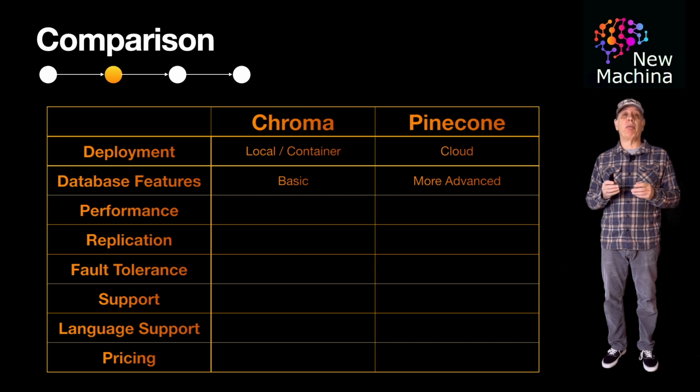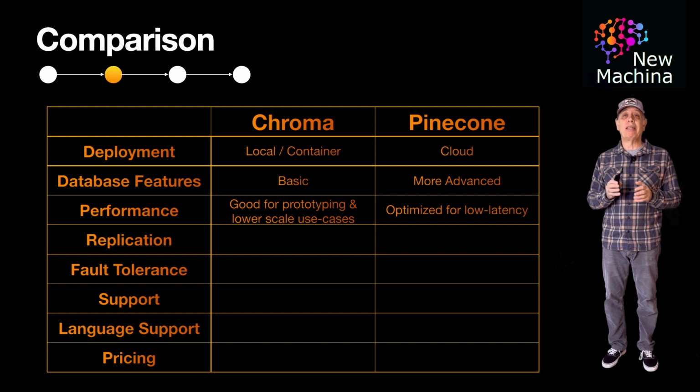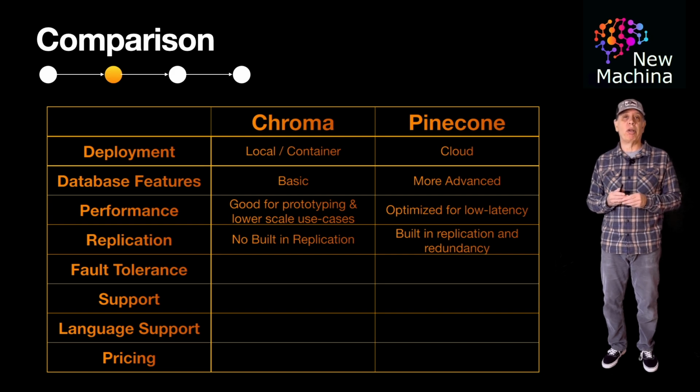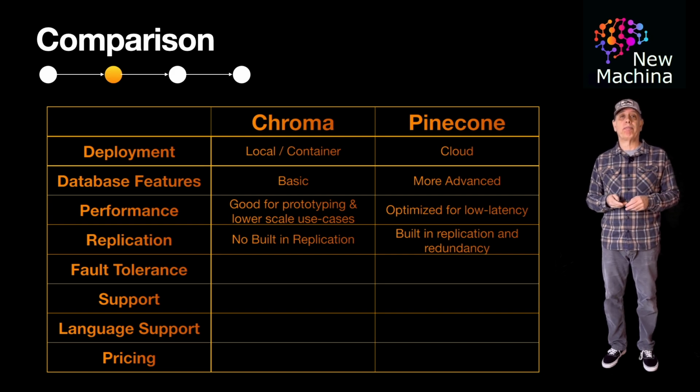Now let's compare performance. Pinecone is built for high-performance, low-latency vector operations. Chroma, on the other hand, is a lower-end offering that excels with prototyping and lower data volume use cases. What about replication? Well, Chroma does not have this built in to its offering. Pinecone does.